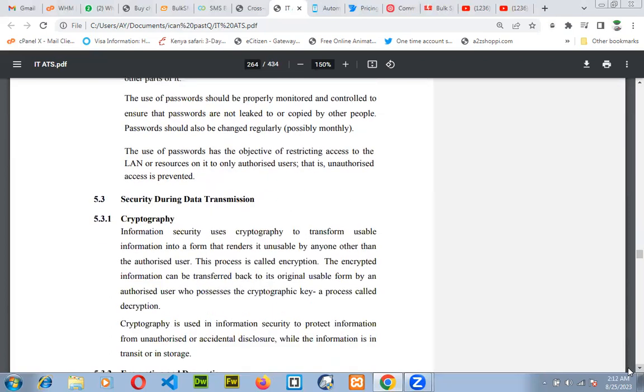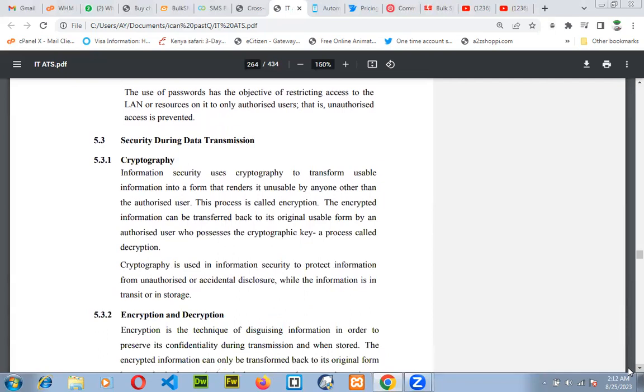Security during data transmission: we have cryptography. Information security uses cryptography to transform usable information into a form that renders it unusable by anyone other than the authorized user. This process is called encryption. The encrypted information can be transferred back to its original usable form by an authorized user who possesses the cryptographic key, a process called decryption.